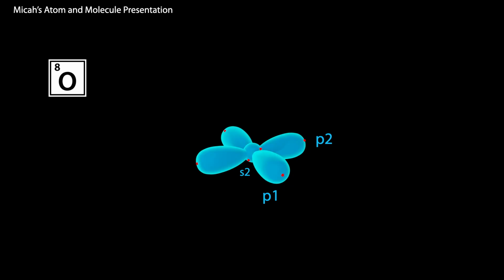Oxygen has 8 electrons. 2 in the inner S1 orbital, 2 in the S2 orbital, and 2 p orbitals are full. Oxygen makes up 21% of the air, and it's what our muscles use to burn their fuel.